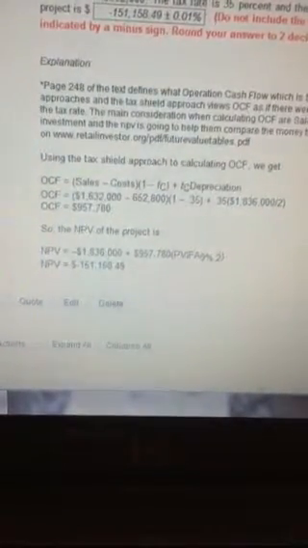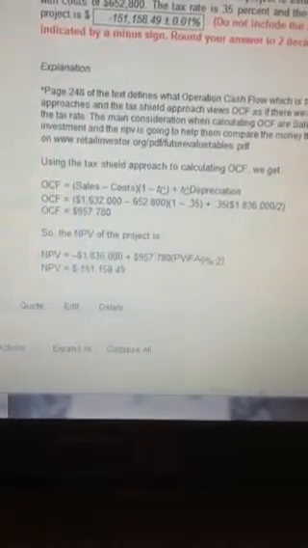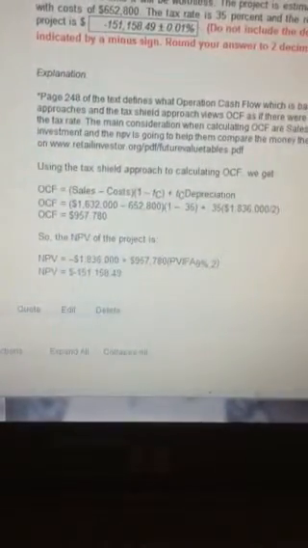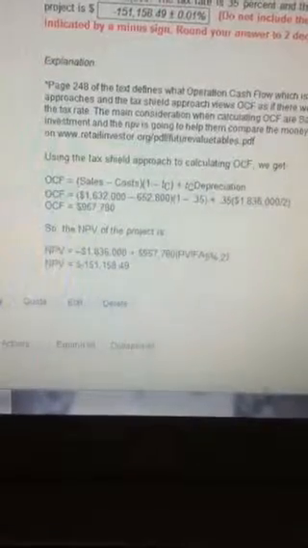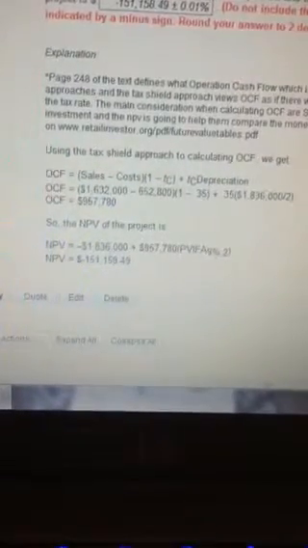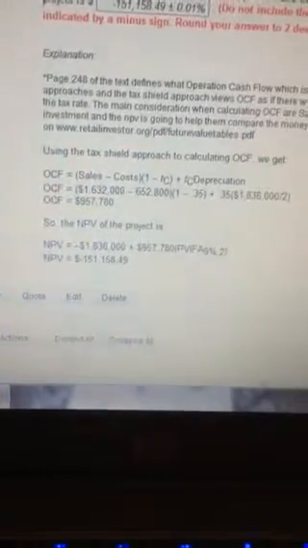And so when you use the table and look up the present value interest factor for 9% and 2 years, I think it's like 1.7 something times the 957, and then you add that back to the minus 1836, you come up with a negative 151,158. And so that's how much this project is worth today, the present value of this project. And so because it's a negative, we were asked to either accept it or reject it. We reject it because we're already in the hole, if that makes any sense.